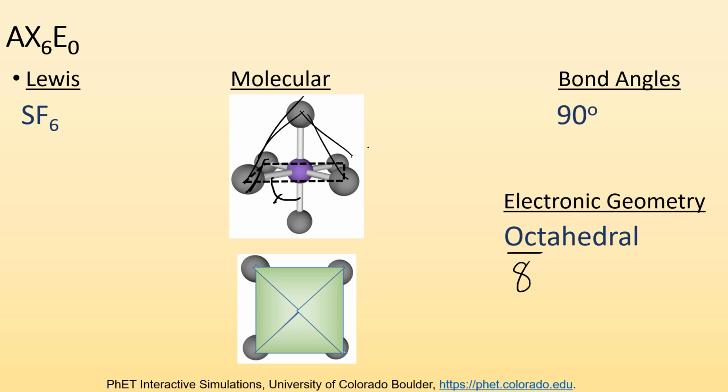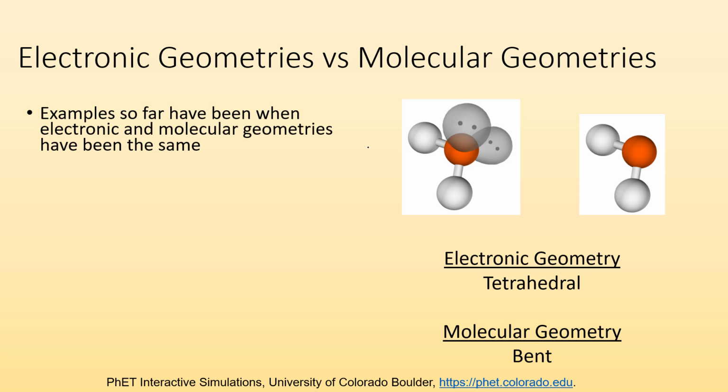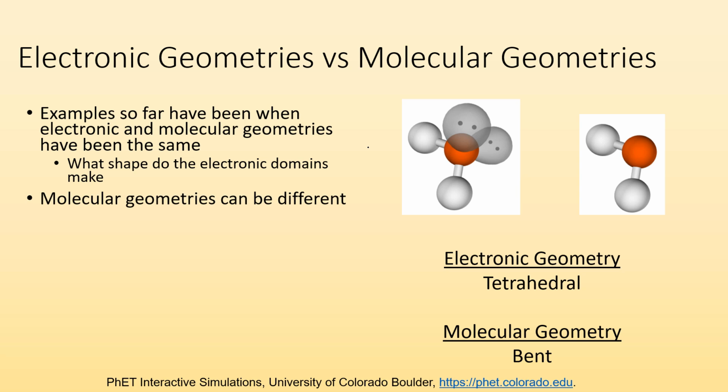There's 8 faces. So electronic geometries versus molecular geometries. Examples so far have been when electronic and molecular geometries have been the same, right? That's where we started. So electronic geometries describe what shape do the electronic domains make. If I'm looking at all the domains, what shape is it? Molecular geometries can be different. They're trying to describe the shape that just the bonded atoms make. So what shape do just the bonded atoms make? I'm just looking at atoms.